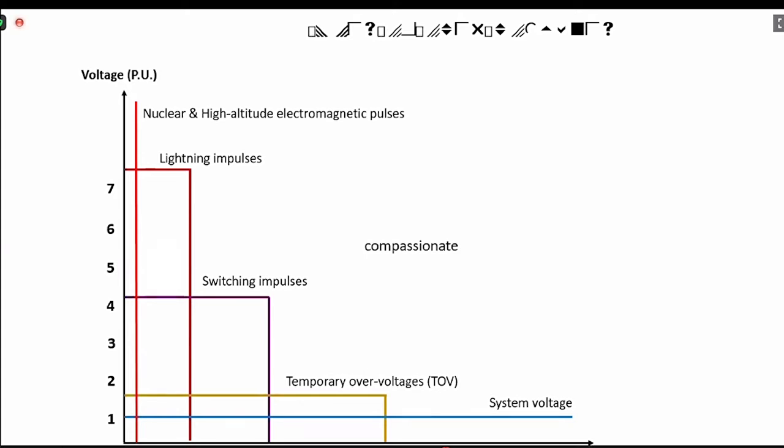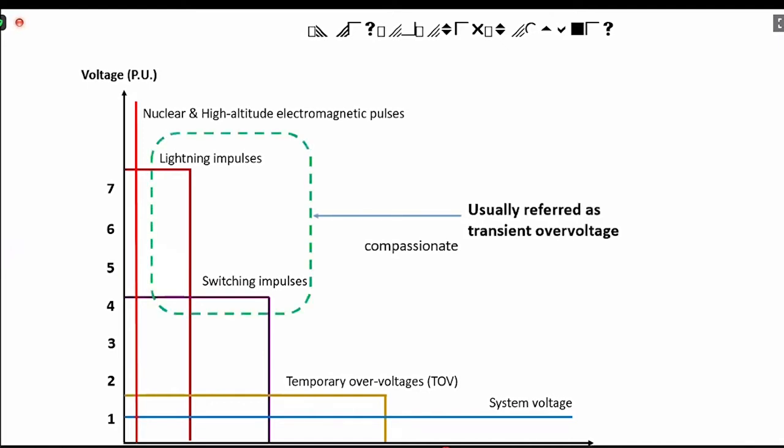Then come the switching impulses, when you switch a load on and off in a grid. There are various reasons for switching impulses. They can extend up to milliseconds. Then comes a very important anomaly, which is TOVs, temporary overvoltages, which can go into seconds, and then the system voltage. And today our story is about the transient voltage. Although even NEMPs and HEMPs are transient voltages, usually in electrical engineering, when we say transient overvoltages, people are talking about lightning and switching impulses.